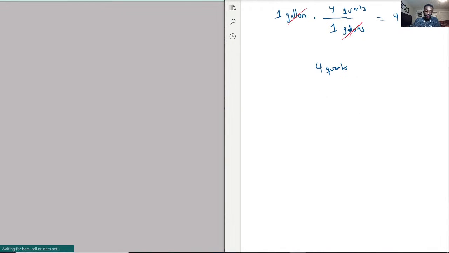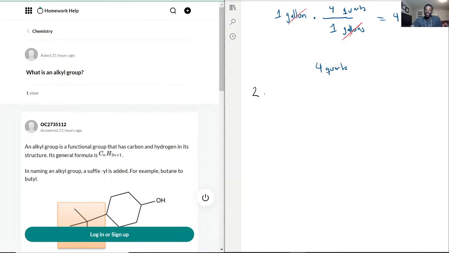So number 2. This question is asking, what is an alkyl group? An alkyl group, if you think about it, is a chain of carbons and hydrogens attached to a main group. So these are all these types of functional groups. An alkyl group counts as one of said functional groups, and there are many types of functional groups.